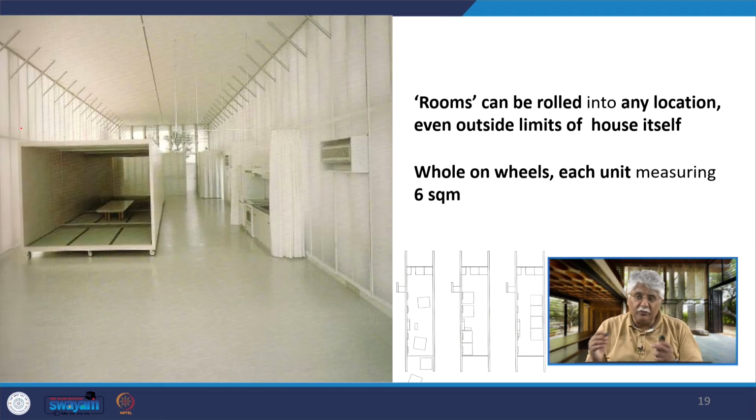The room, so to speak, can be rolled into any location of the house, even outside the limits of the house. So here you find these 3 plans showing you how the rooms are arranged, and of course there are other ways to arrange them. They can be randomly arranged with a couple of them outside the house, or they can be arranged linearly like this, or they can come together as one single unit like this. While the whole is on wheels, each unit measures 6 square meters.